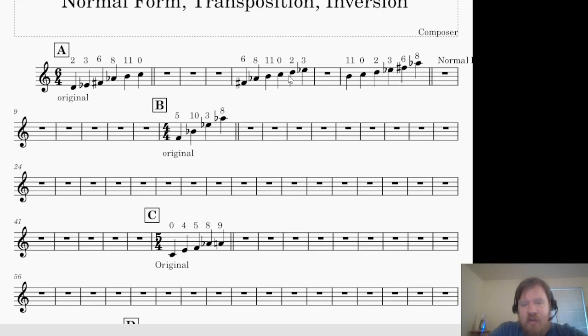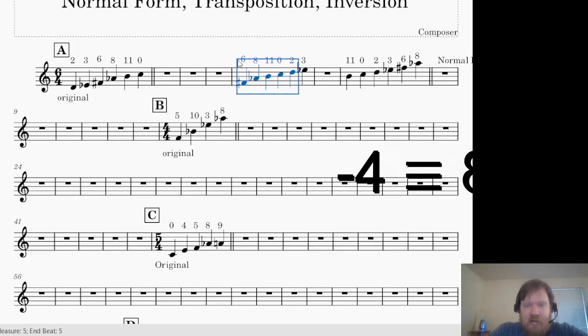So then the next thing we do is we go to the next smallest interval. So we're going to compare this interval here, from the F sharp to the D, to this interval here, the B to the F sharp. So F sharp to the D, that's a minor sixth, or we could do it numerically. 2 minus 6 is negative 4. Add 12 to negative 4, and you have 8. It's a minor sixth.